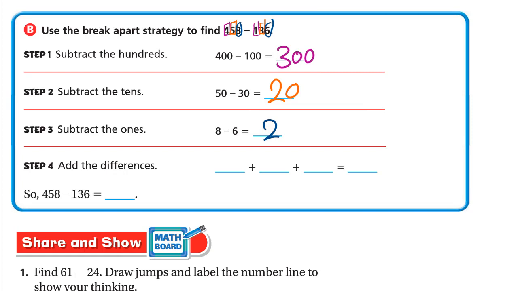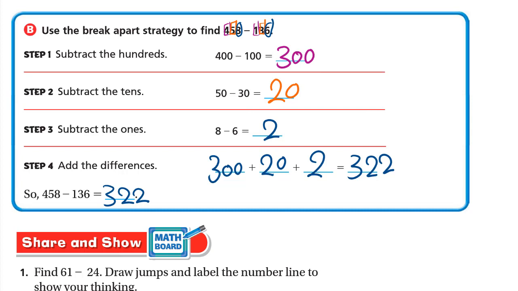So our answer is 300 plus 20 plus 2, which is 322. Okay, so 458 minus 136 is 322.